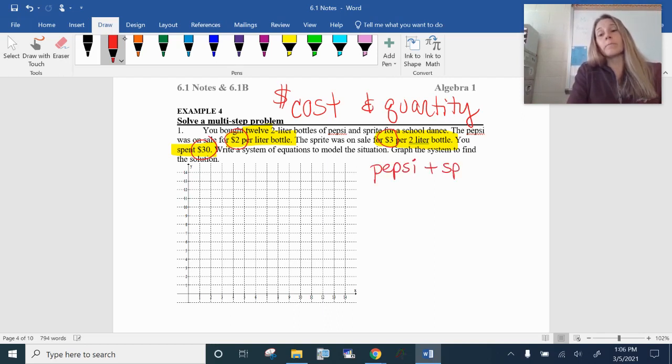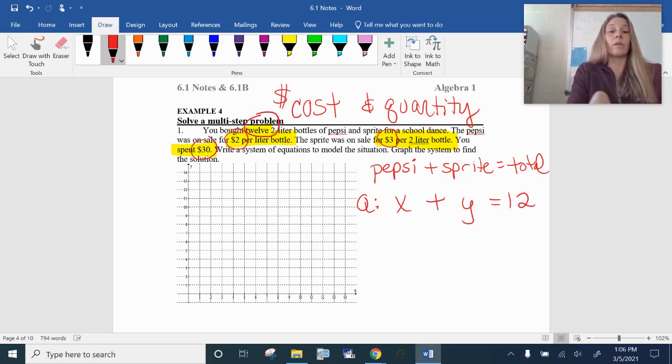So in this case, we have Pepsi plus Sprite equals your total. Now, if I want to do my quantity equation, I have, let's say, X amount of Pepsi plus Y Sprites, and we know the total was 12. So that would be my quantity equation. How many of this object plus how many of the other object equals the total that was given to you.